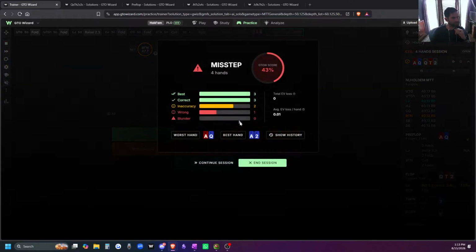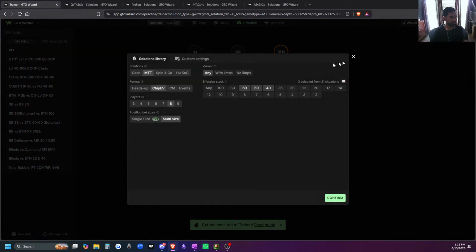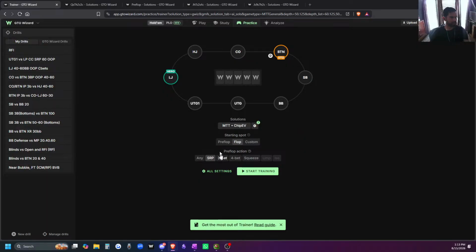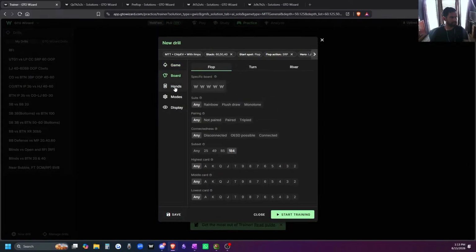Just curious. Let's look into it because I feel like we've primarily gotten Jack high or 10 high, 9 high. Yeah, a lot of two-tone Broadway stuff. Starting on the flop, and subsets are fine.